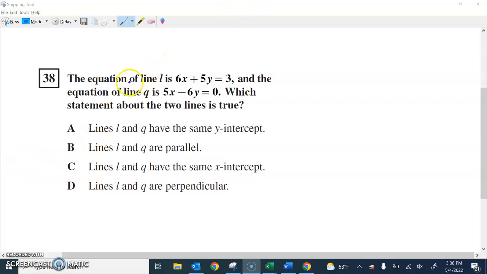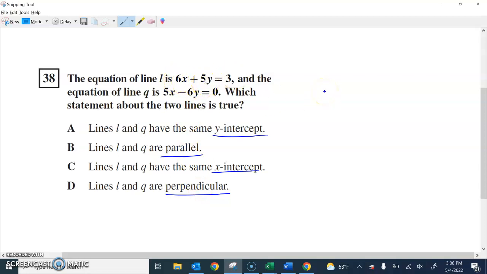Okay, so a problem like this, you've got an equation here and another equation there, and it's being asked about what's true. It asks things like, do they have the same y-intercept? So we'd have to know the y-intercept. Parallel, we'd have to know their slopes. Perpendicular, we'd have to know their slopes. X-intercept, we'd have to get more information. The point is, in order to know the y-intercept or the slope, we need to get these solved for y.